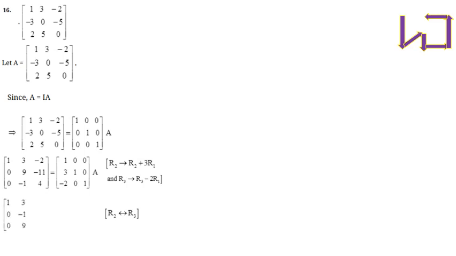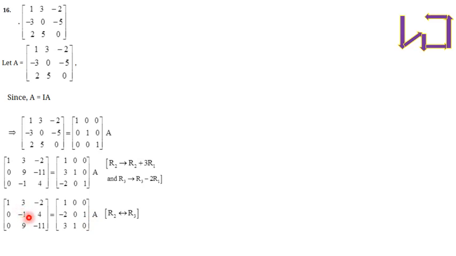When I interchange R2 and R3, after doing the transformation, R1 remains the same, 1, 3, minus 2. R2, 0, 9, minus 11, comes here as R3. R3, 0, minus 1, 4, will come here as R2, because we are interchanging R2 and R3. The same transformation here also: 1, 0, 0, first row same. 3, 1, 0 will come here as the third row, and minus 2, 0, 1 will come here as the second row, because the second row and third row are interchanged.